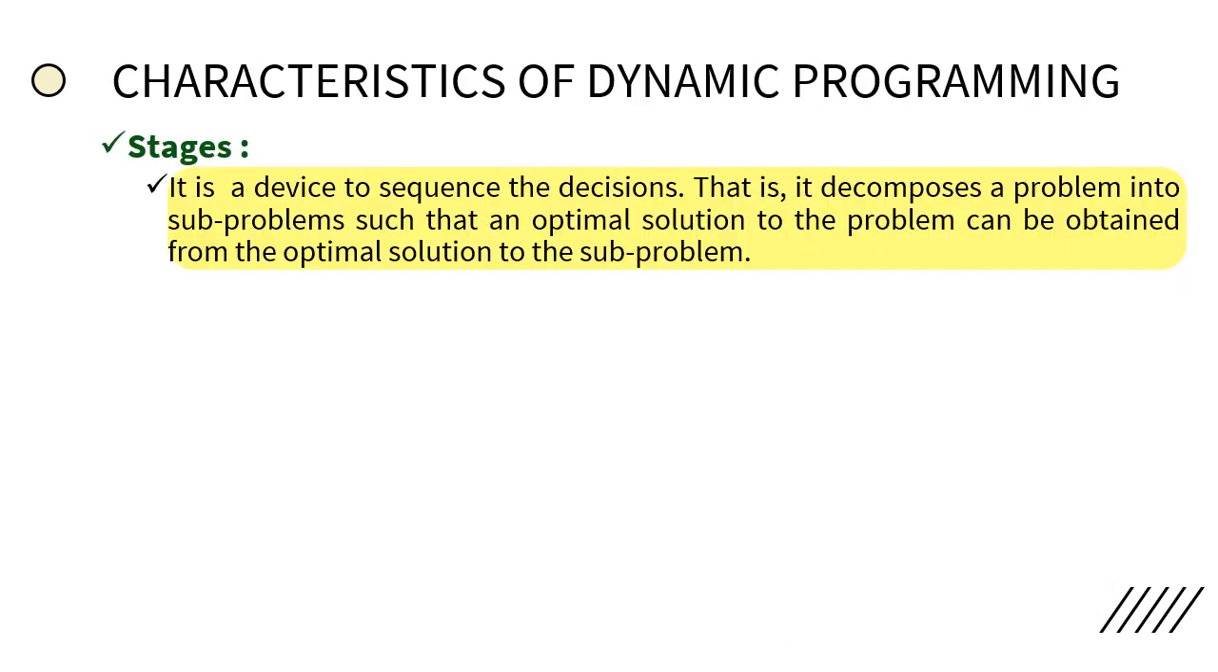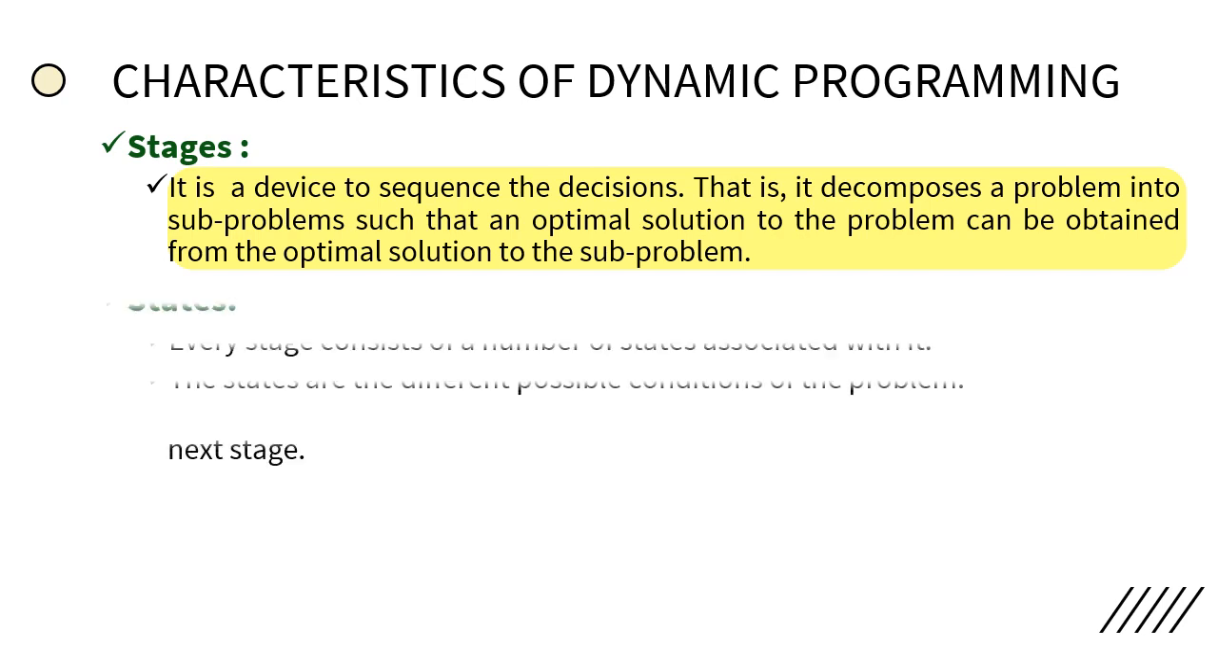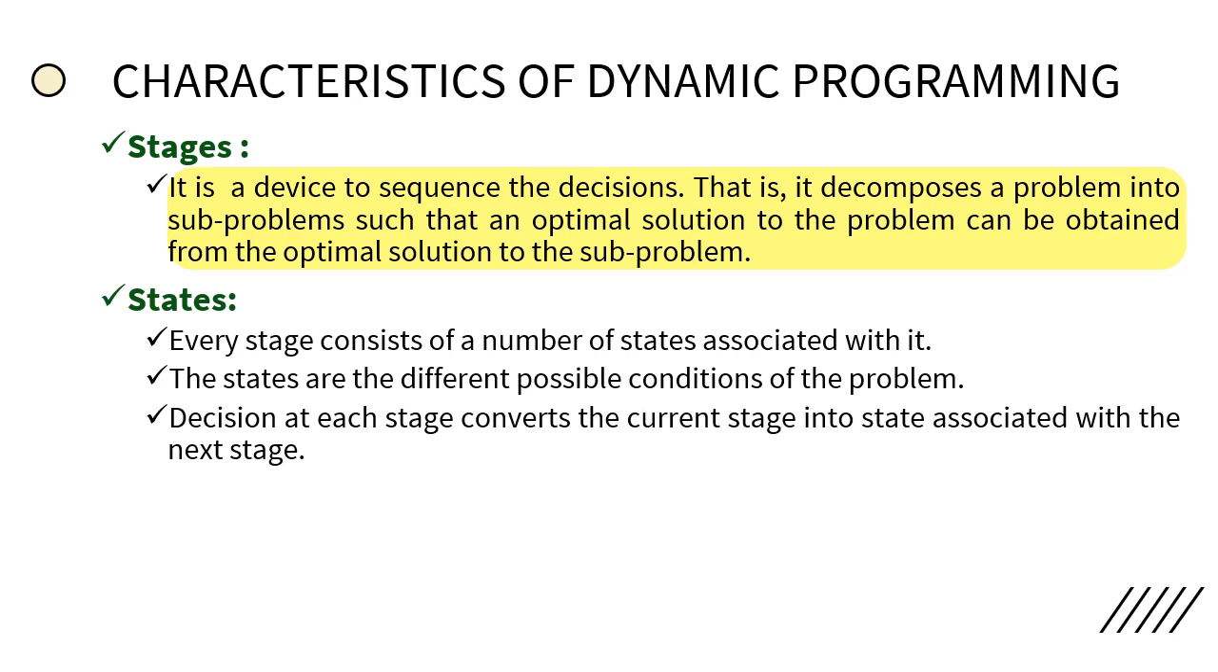Characteristics of dynamic programming. First we call it a stage. Stage is dividing a main problem into sub-problems and ordering them in a particular sequence. So this we call a stage. The next one is state. Every stage consists of a number of states. That is, a sub-problem will have a set of different possible conditions, or we call them alternatives. This we call a state.